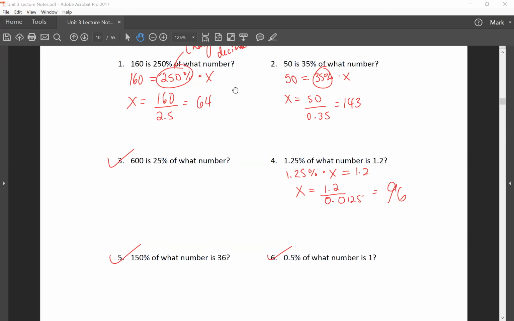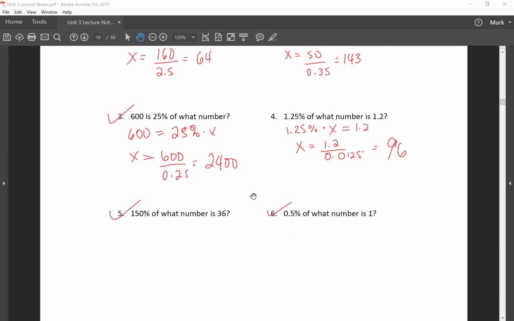So let's see. 600 is 25% of what number? So x would be 600 over 0.25. And there we go. So that's 2400. Okay, is that what people got? Yep. A student just wrote me, no problem if you're late, that's fine. No problem at all. Okay, so what about number 4? Or sorry, we already did number 4. What about number 5?